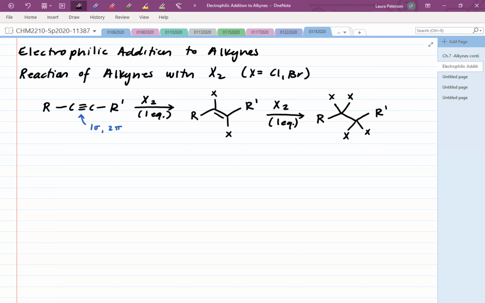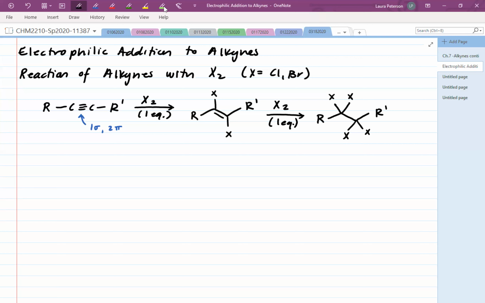Okay, and we're really not going to focus on the mechanism of this too much. We already talked about the mechanism of this in great detail when we were in chapter 6. So we'll see some similar players if you were to consider the mechanism. You go through a bridge-like species from the alkyne starting material to the dihalide alkene product. And then the second equivalent of X2 follows the exact same mechanism as we learned in chapter 6. So I'm going to spend some time just considering this reaction.